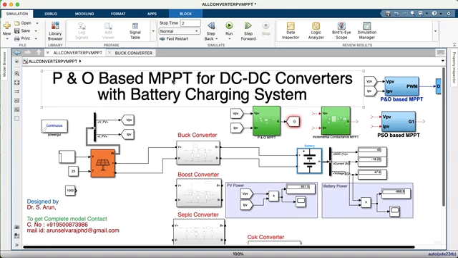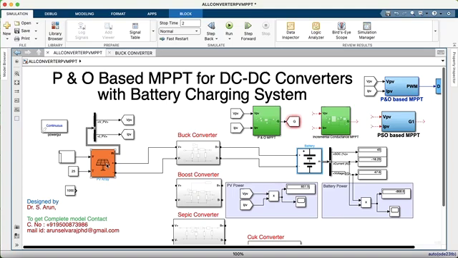MPPT is nothing but maximum power point. There are several control algorithms used to extract the maximum power from the PV panel, namely Perturb and Observe, then incremental conductance. Then there are several bio-inspired algorithms, namely particle swarm optimization, ant colony optimization, grey wolf optimization, and then fuzzy, GA. There are several algorithms. We will see all the algorithms for the MPPT one by one in the next classes, and also all the converter based MPPT one by one in the next videos. So today we are going to see P&O based MPPT for a buck converter with a battery system.